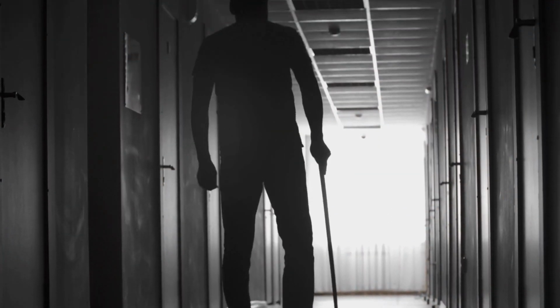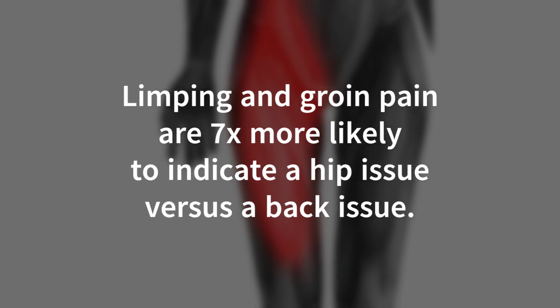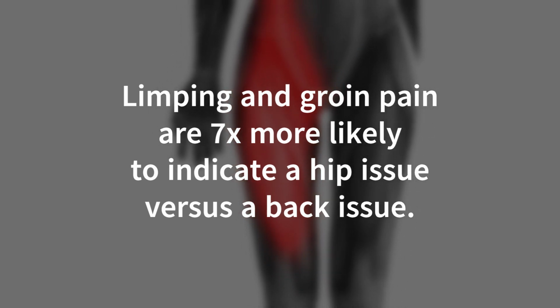Common signs and symptoms of pain that are likely originating at the hip include walking with a limp as well as groin pain. These features have been reported to be 7 times more likely to be coming from the hip versus the back. So if you have these symptoms, it's a pretty high likelihood that you have hip issues. But I wouldn't stop there. You want to be sure.